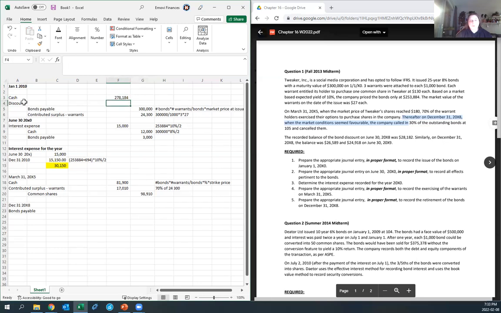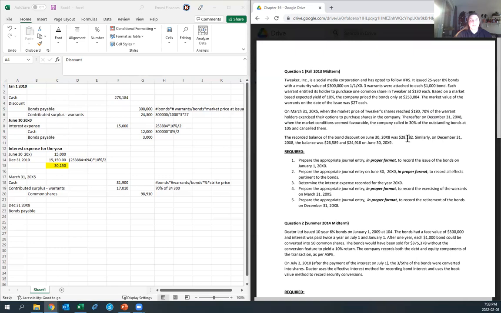And then their discount was whatever the difference between the three is. My journal entry is not wrong. It's just I don't like to do it that way. Don't know why, just a preference. But what they're saying here is that the balance of that discount amount in their books on June 30th was 28,182. On December 31st, 2018, it was 26,589. And on June 30th, 2019, it was 24,000. So here, the amounts are the unamortized discount on their bonds.